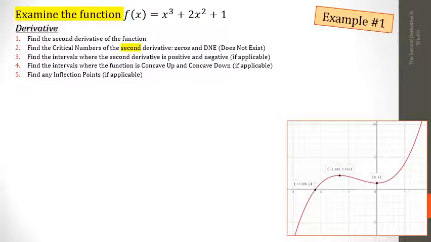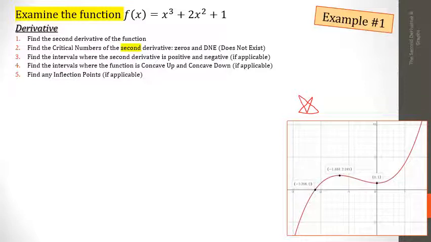We have already done this problem in looking at increasing, decreasing, local max and local min. And we found it increased from negative infinity to negative 4/3, and it decreased from negative 4/3 to 0, and it increased from 0 to infinity. And you can see that on the graph down here. But now we're going to look at it for concavity.